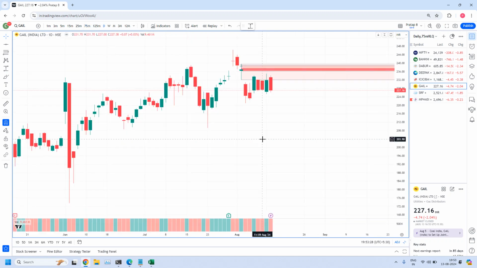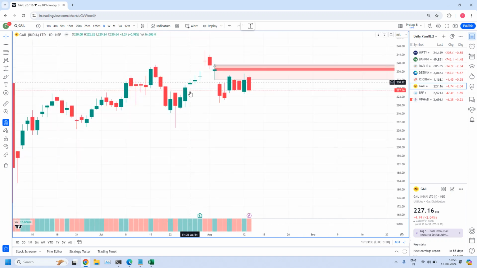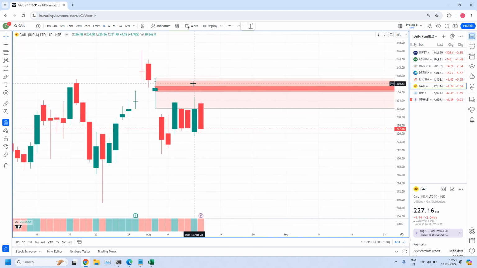This is not the daily zone. Sorry, GAIL is also a 75 minutes, not daily zone. That's why I'm wondering. Drop base drop, this is a supply zone. Earlier three are demand zones. This is a drop base drop, a supply zone. Daily high liquidity supply zone.